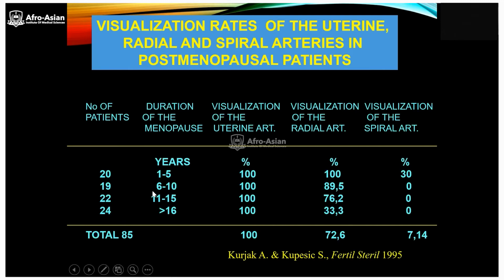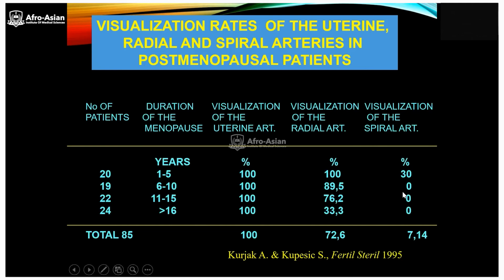19 patients from age, duration of the menopause. So from menopause 6 to 10 years, this is the first 5 years from menopause. So first is the year when the menopause started. This is 6th to 10th year, 100% uterine and radial, but difficult to get the spiral.